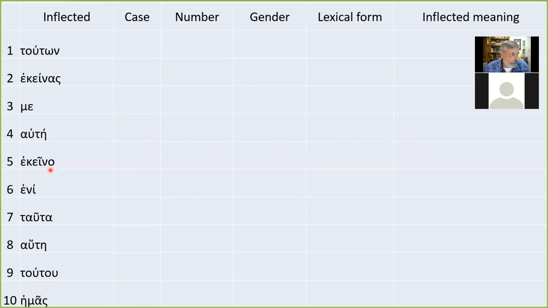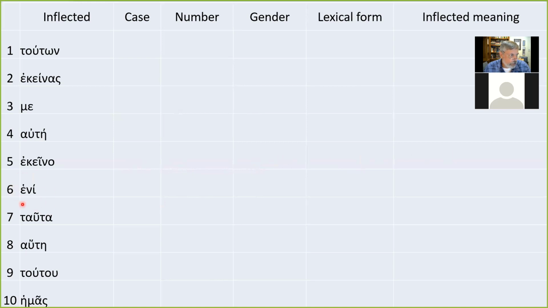Ekeno or ekena? What case is that in? It's either in the nominative or accusative. All right, and its number? Singular. And its gender? Neuter. Very good. Lexical form would be ekenos. How would you translate that? That. Would it be nominative or accusative? It's still going to be translated that.